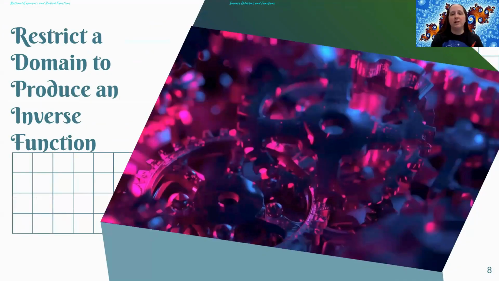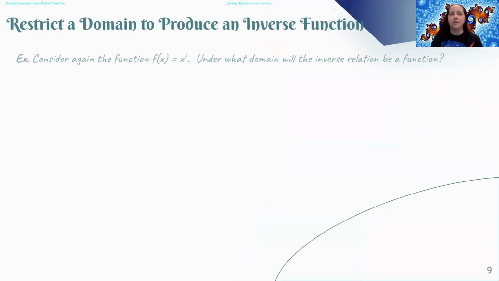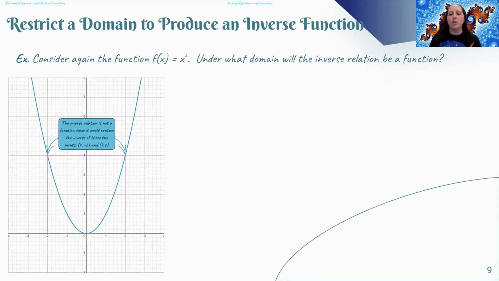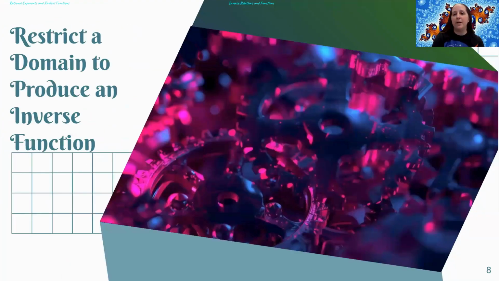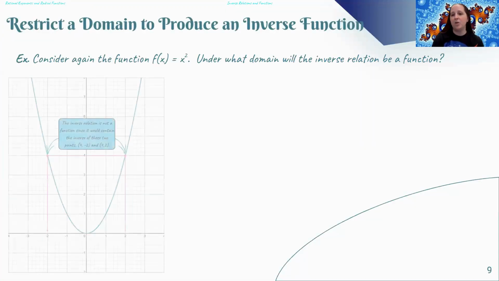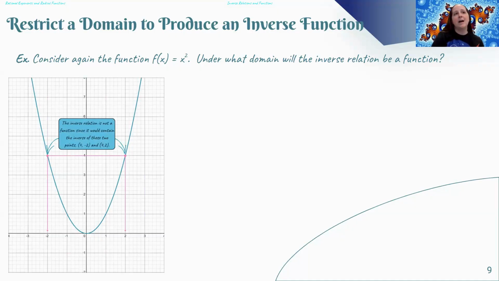Restrict a domain to produce an inverse function. So consider again the function f of x equals x squared. Under what domain will the inverse relation also be a function? So if I'm looking at my original graph, if I draw any vertical line up and down, it's going to cross at 2 points, which means it's not a function. Okay, so what I'm doing is I'm restricting the domain for my function to determine how it can create a relation. Okay, so the inverse relation is not a function since it could contain the inverse of both the points (4, -2) and (4, 2).